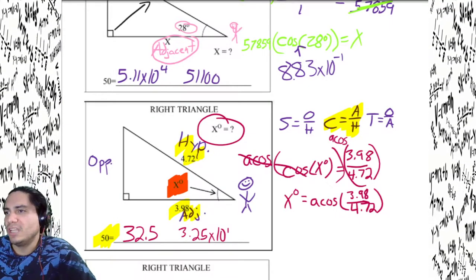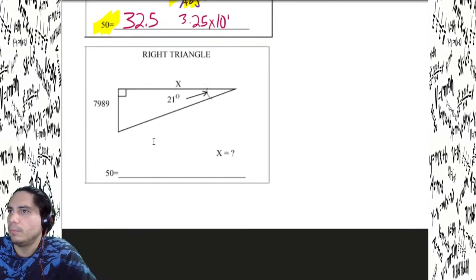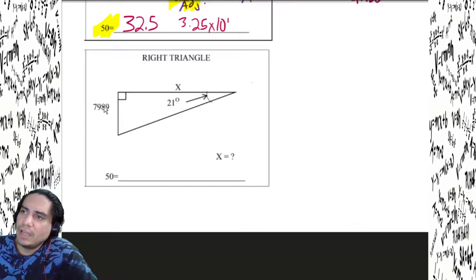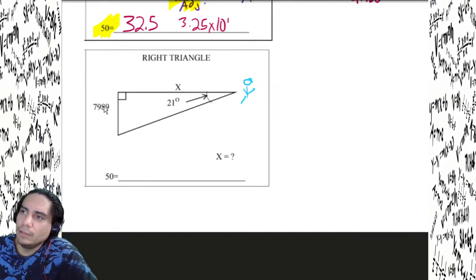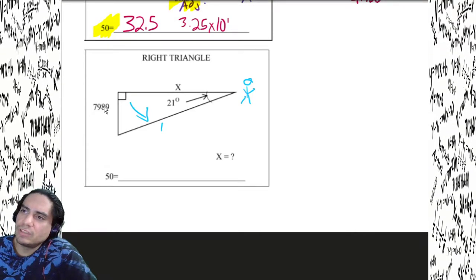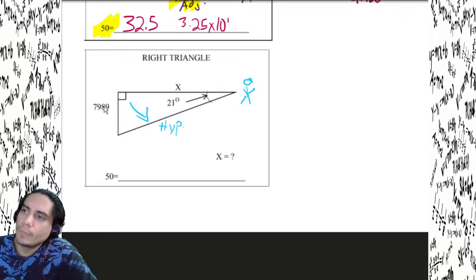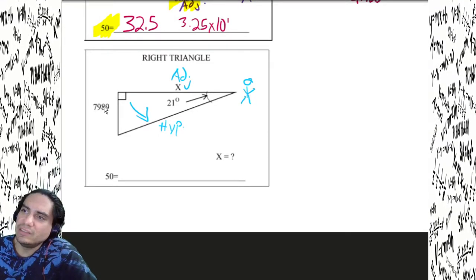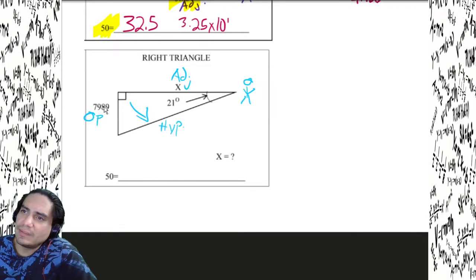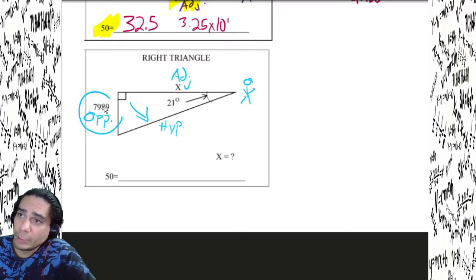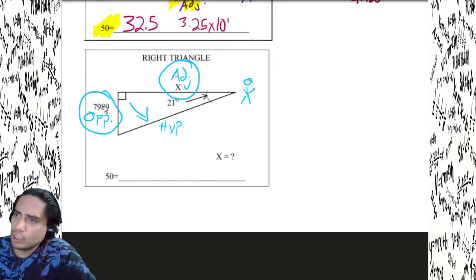Okay, next problem. Now we got this triangle. It's drawn a different way, but it doesn't matter. We still got our angle of reference right here. We still got the one opposite of the right angle, called the hypotenuse. Since I'm over here, the one next to me is the adjacent. And the one on the opposite side, we're going to be using in this problem. We got ourselves the opposite. We're looking for the adjacent.